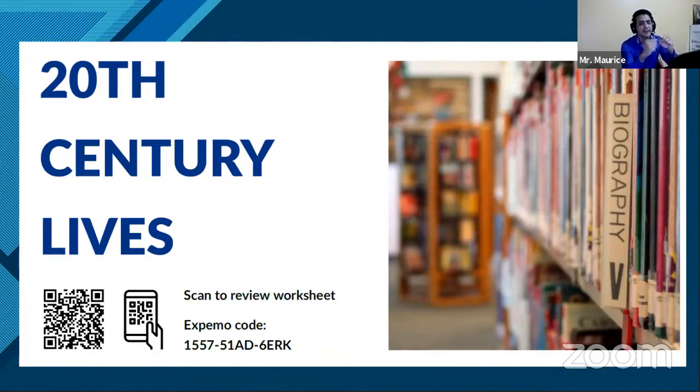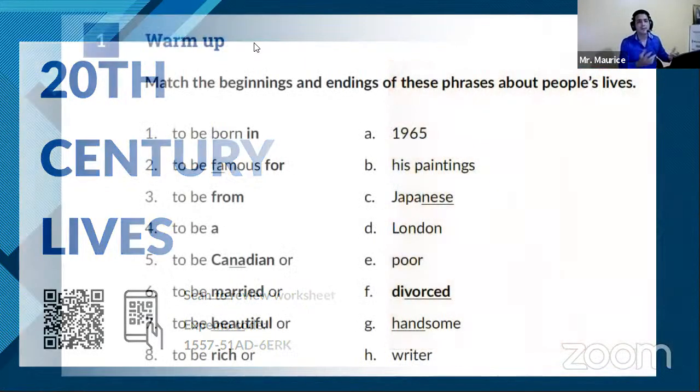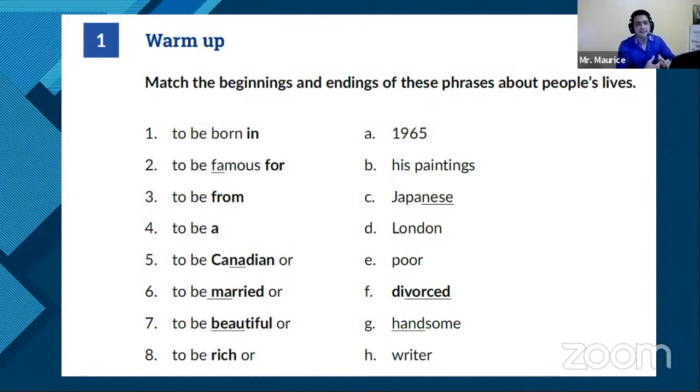20th century. What about this one? Let's talk about some events. What happened in the past years? So we're going to analyze and practice with the verb to be in the past form. Before carrying out those activities, let's warm up. This is an activity that we're going to use in the next exercises.